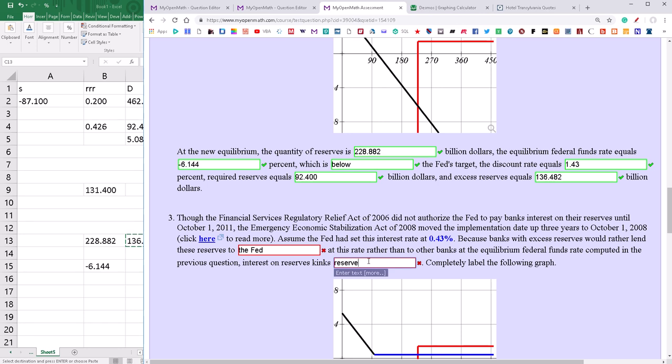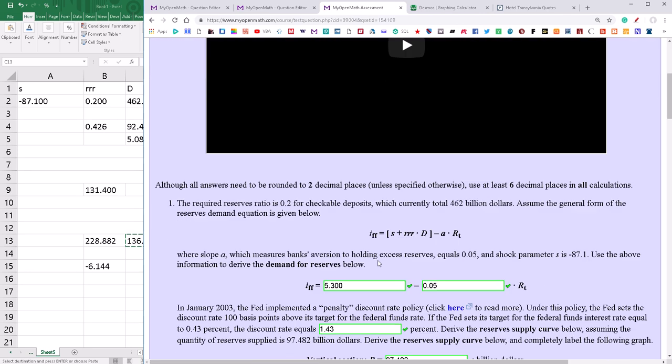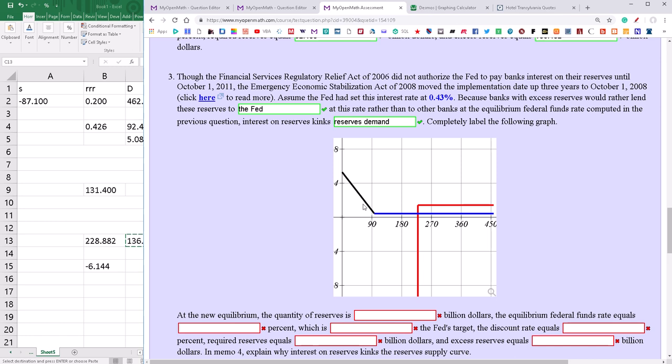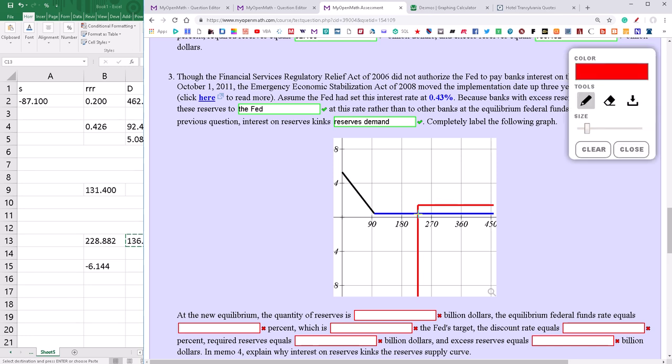Reserves demand. Okay? It kinks it down here. See, interest on reserves is set at 0.43, right? So you got the demand for reserves. This part of the demand curve is gone, and so banks with excess reserves would prefer to lend their reserves to the Fed at 0.43 than lend to other banks at a negative 6%, right? So that kinks the demand curve. And the new equilibrium ends up being right here, okay? So the new equilibrium ends up being right there, okay?